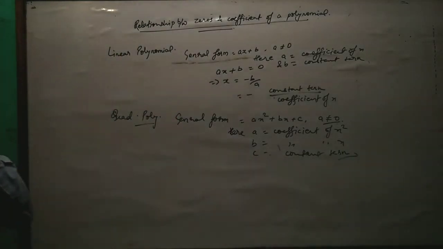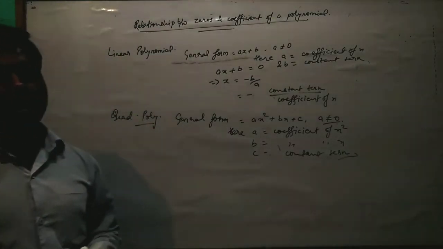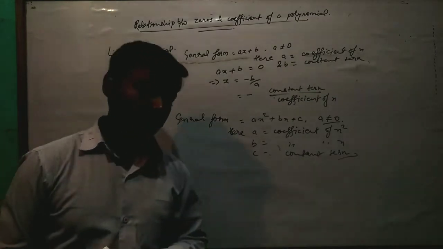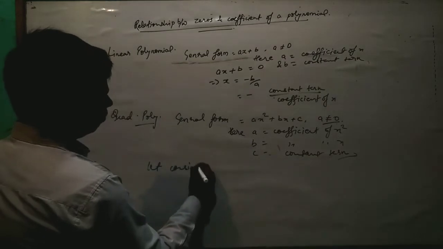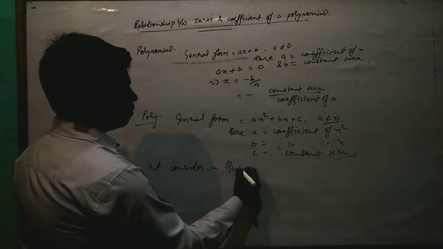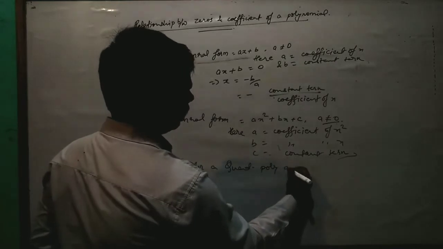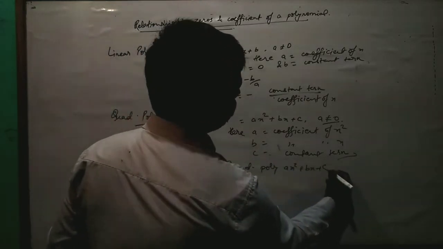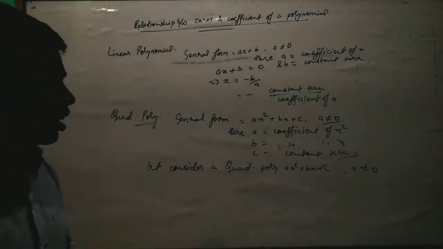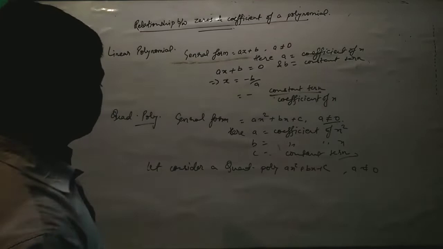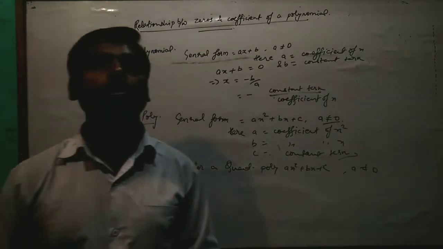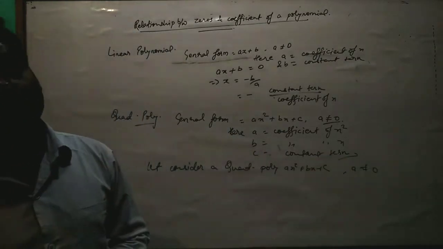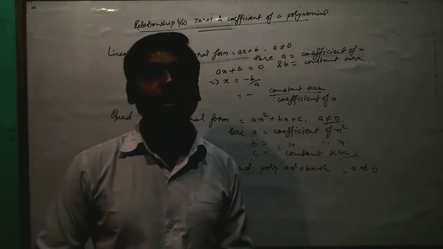In this, we will find the relationship between zeros and their coefficients. Let's consider a quadratic polynomial ax square plus bx plus c, where a is not equal to 0. We know that it has a maximum of 2 zeros. Then there is a relationship between these 2 zeros.